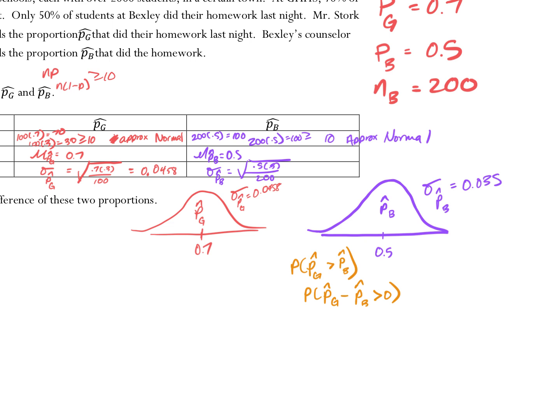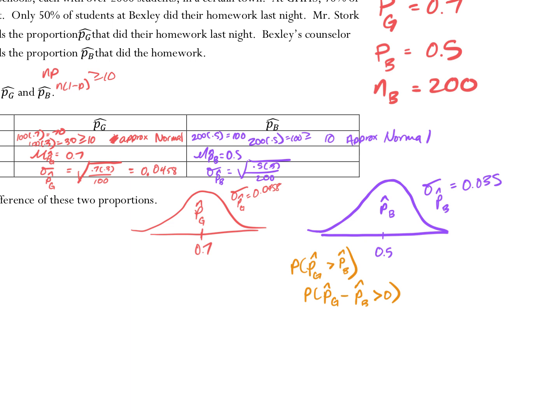And if I ask that question the other way, the probability that Bexley beats Grandview, that would be that Grandview minus Bexley is negative, right? Because then it would be the littler number minus the bigger number, which would be a negative response. And that 0 is the boundary. Think of it as 0, like nobody wins.